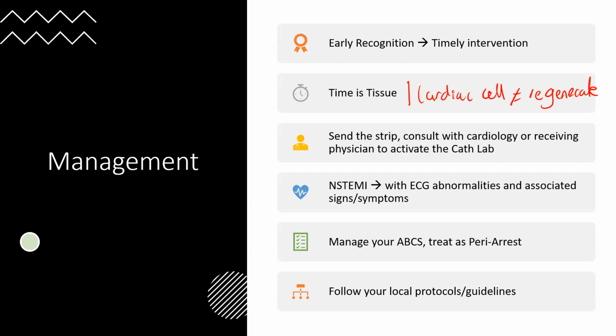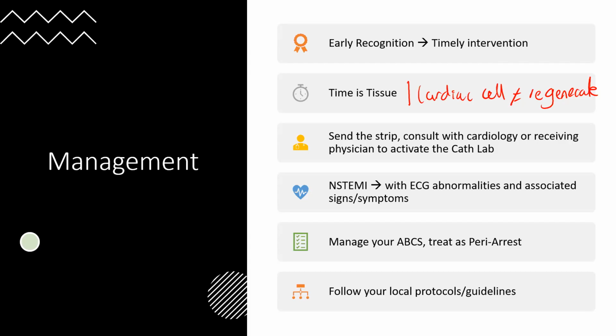I would always say transport your unstable anginas and your NSTEMIs regardless. If they've got chest pain, again, you can have silent MIs. You just don't want to miss these people, because the last thing you want is to leave someone at home with chest pain and they end up dying. So I would always say if anyone has chest pain, you just take them to hospital.